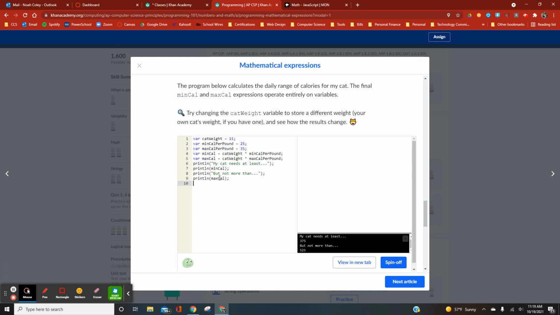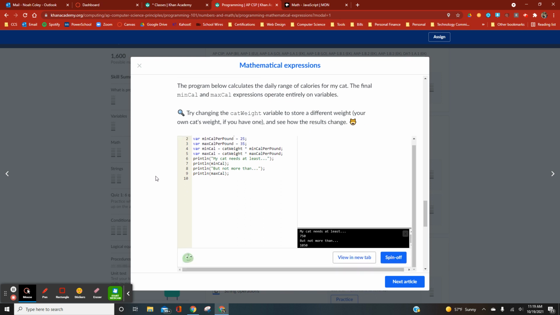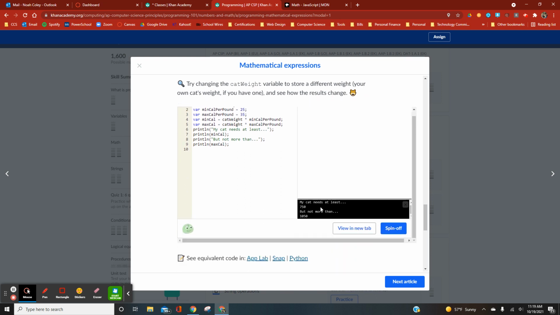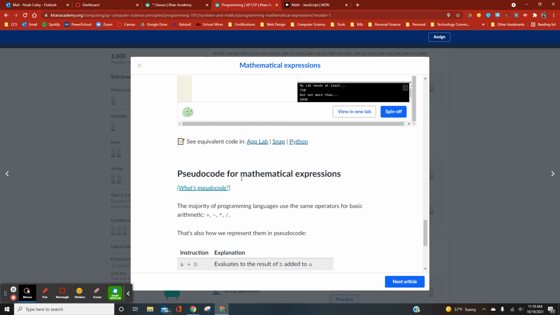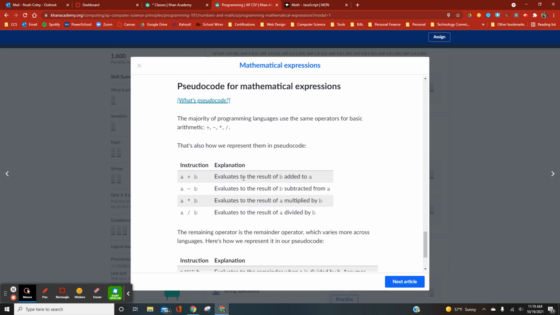Okay. But what's lovely is that maybe my cat gets fat in the future and it gets up to 30 pounds. Well, all I gotta do is change its weight, the main thing that might change in real life, and the program still works. Isn't that awesome? Okay, we're going to take a look now at the pseudocode for math, which is very easy. It's pretty much exactly the same.